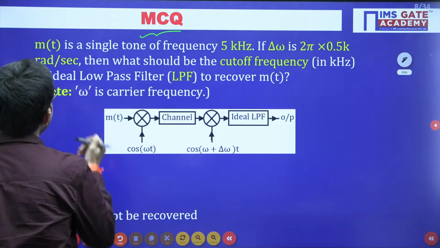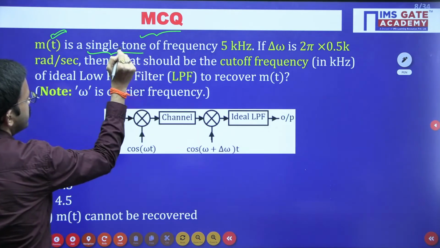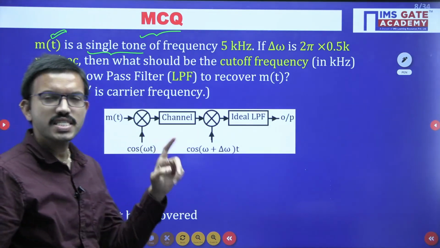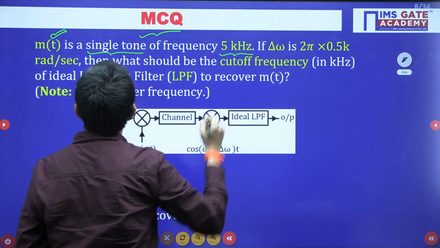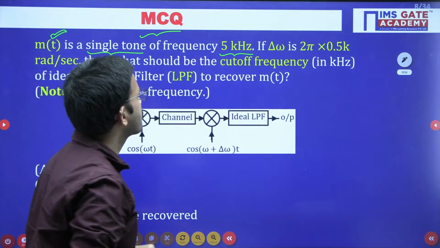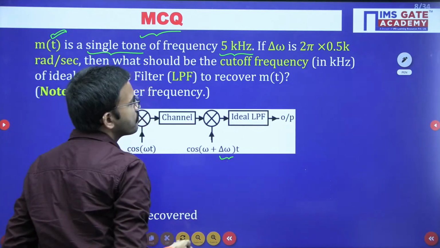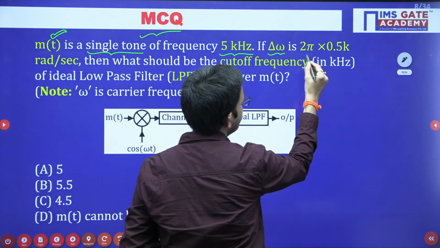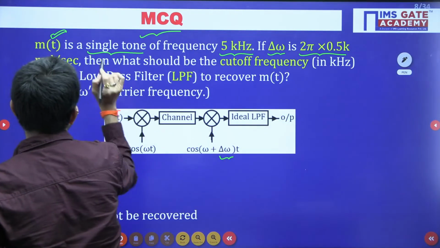Here you are having m of t, that is the message signal. Here it is mentioned single tone. Single tone means it is having a single frequency. Here it is mentioned 5 kHz. Regarding the modulating signal, we are having the corresponding frequency as 5 kHz. And in this particular diagram, you are having delta omega. Regarding that, they have given the value. Delta omega is 2 pi into 0.5 k radian per second.